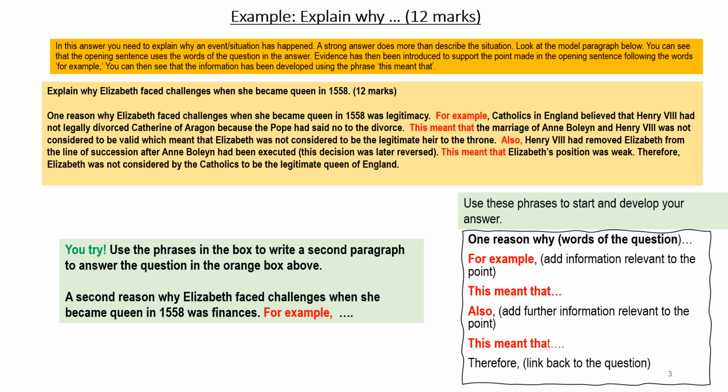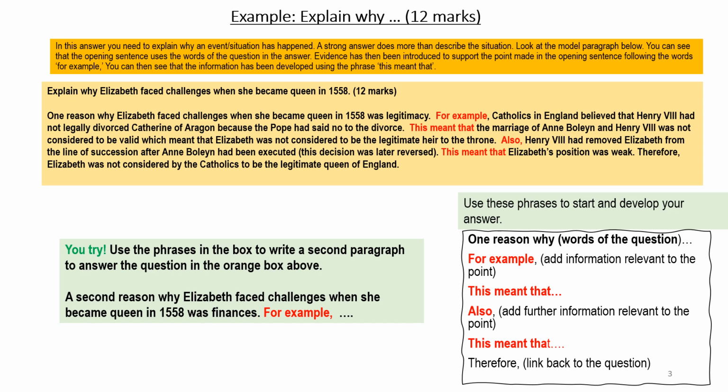So just to recap those steps, Year 11, when you get into the exam and you see the explain why question, you're going to underline the key words because that tells you what topic you're going to write about. You're then going to rearrange the words of the question into the first sentence of your answer to introduce your point. To add evidence to your point, so to describe what actually happened, you're going to use the words for example. To turn that description into explanation, you're then going to add the words this meant that, and you're going to develop and explain what it meant.